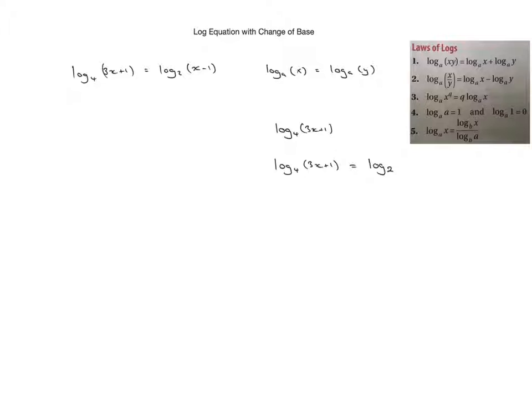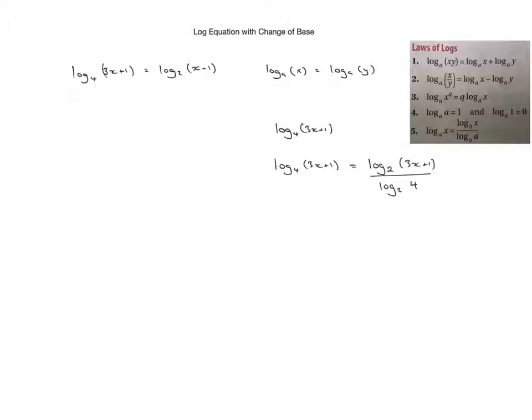So that's 3x plus 1. And we're dividing it by log base 2 again. I've chosen base 2, so that's why the b is 2. And all we do now is we put the previous base, which is 4, on the bottom.